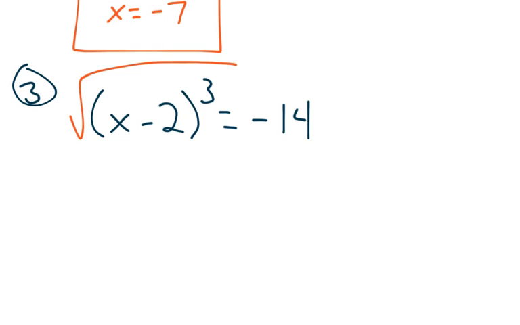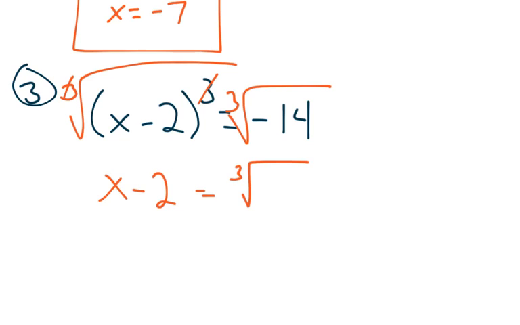The first step here is the cube root of both sides. The cube root and cube cancel. We're left with x minus 2 on the left. That's a cube root, sorry. The cube root of negative 14. Negative 14 is not a nice number as far as cubes are concerned. I do want to leave this as an exact answer, though. So I'm just going to leave it as the cube root of negative 14. That's all I can do with it.